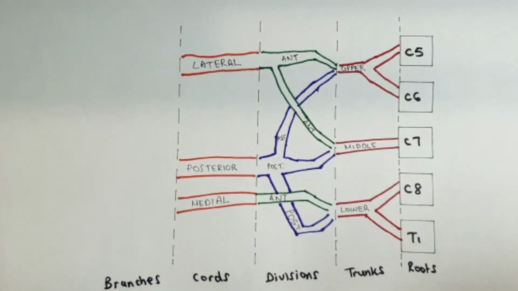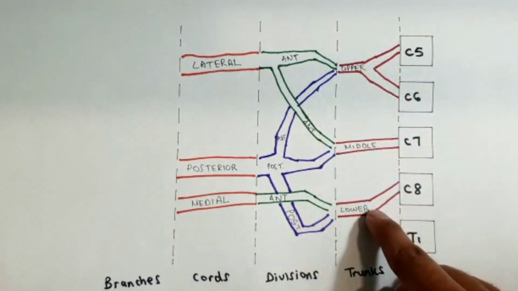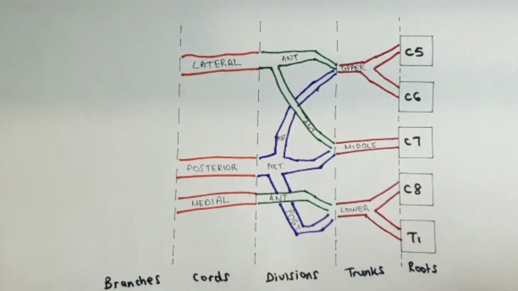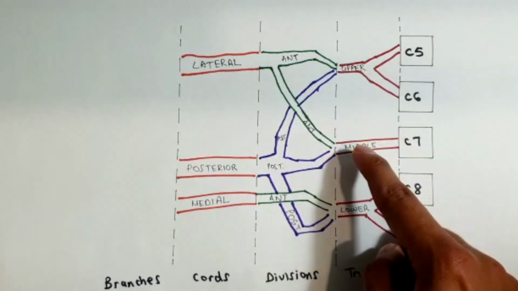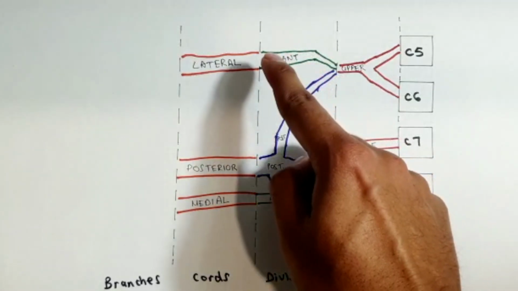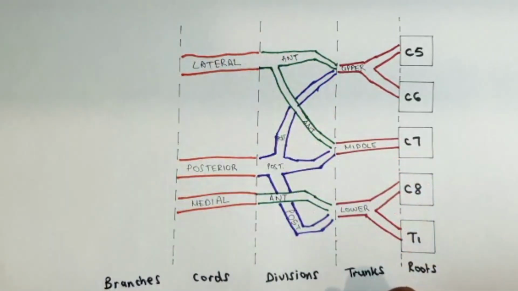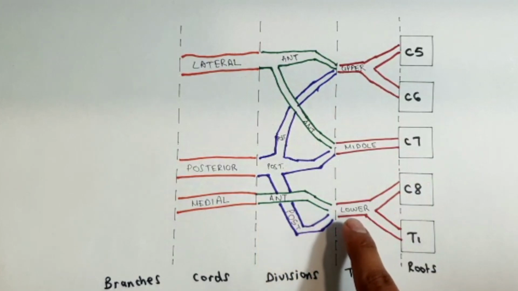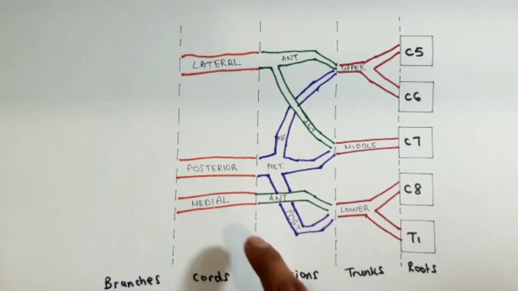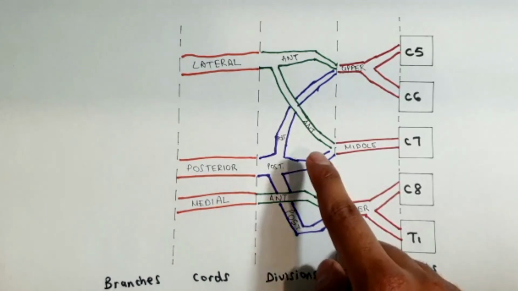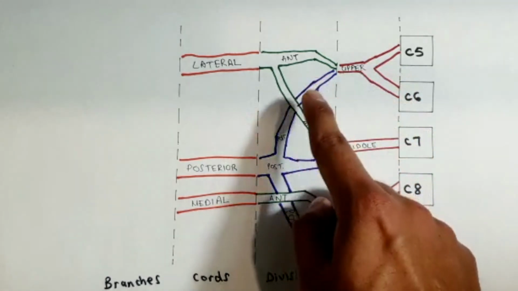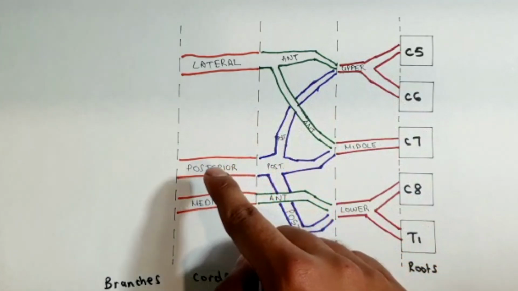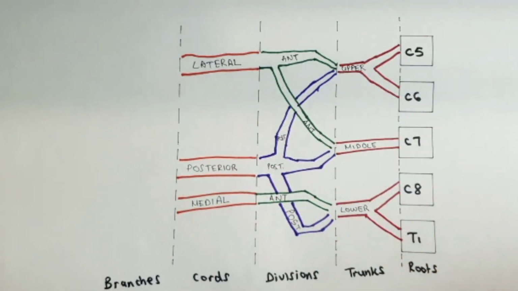So now just as a quick recap, the upper, middle, and lower trunks all give rise to anterior and posterior divisions. The anterior divisions of the upper and the middle trunk will join together to give the lateral cord. The anterior division of the lower trunk by itself will give rise to the medial cord. And the posterior divisions of all the trunks will join together in the middle to give rise to the posterior cord. Now, each of these cords has its own respective branches.